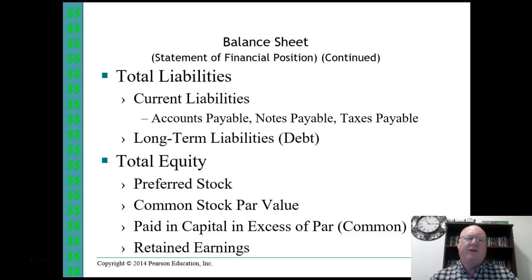Paid in capital is if your par value, or your stated or face value of your stock, is, for example, $1, but you sell that one stock to somebody for $100. The difference between the $100 you sold it for and the $1 face value, that difference of $99, would go to what is called paid in capital.